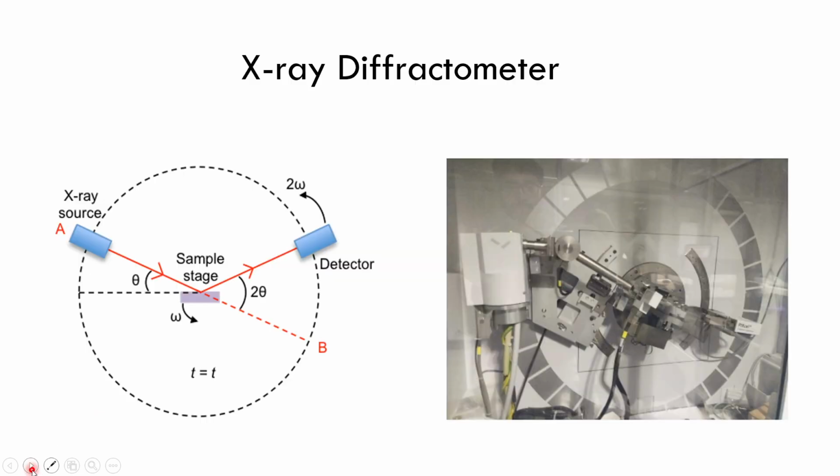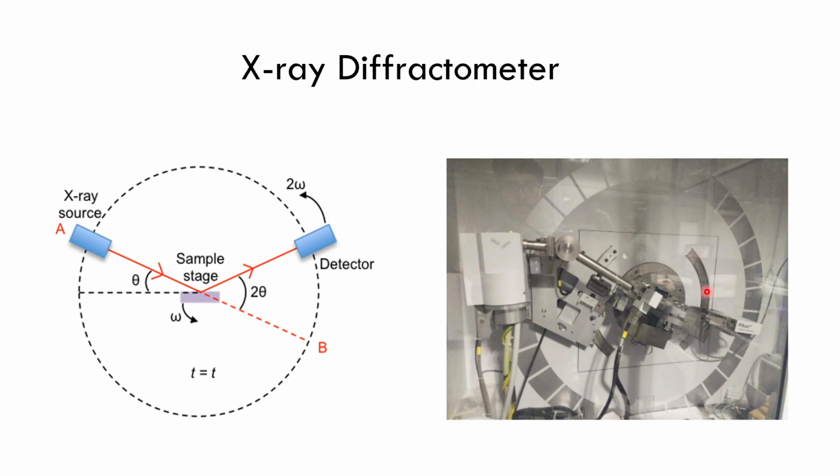Here is a typical image of an X-ray diffractometer. Here is the X-ray source. We have a sample here, and the X-rays are passed onto the sample. After diffraction, we can detect the rays using a detector, and the detector can move in the 2 theta direction, and we find the intensity versus 2 theta graph for an X-ray diffraction pattern. And here is a Rigaku X-ray diffractometer.